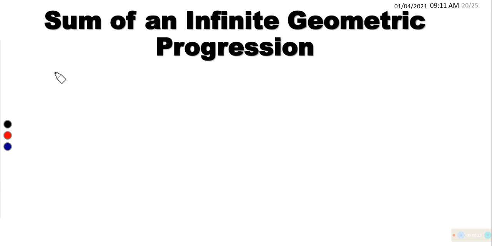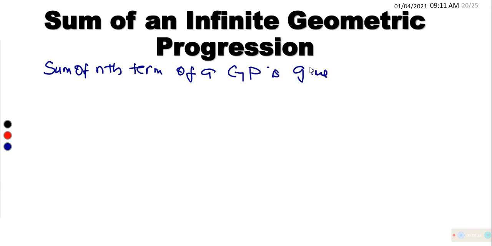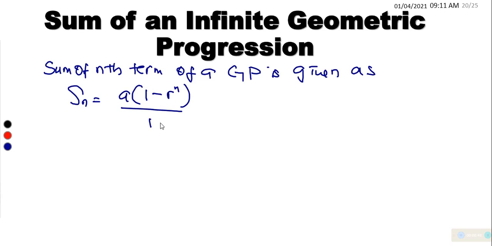So now, remember that the sum of nth term of a GP is given as Sn equal to a into 1 minus r raised to power n all over 1 minus r, for r less than 1.